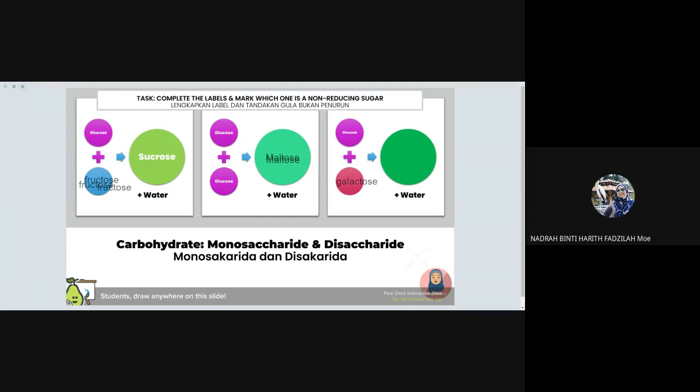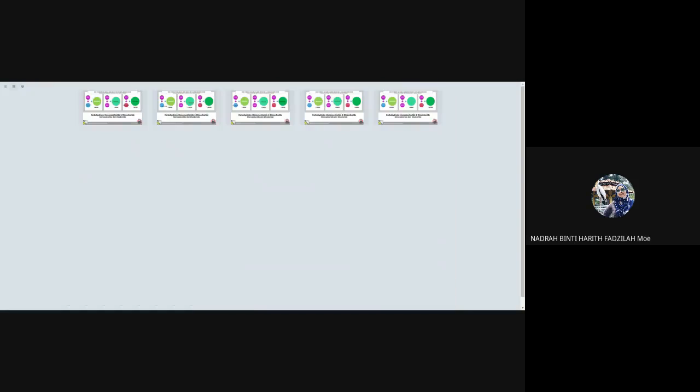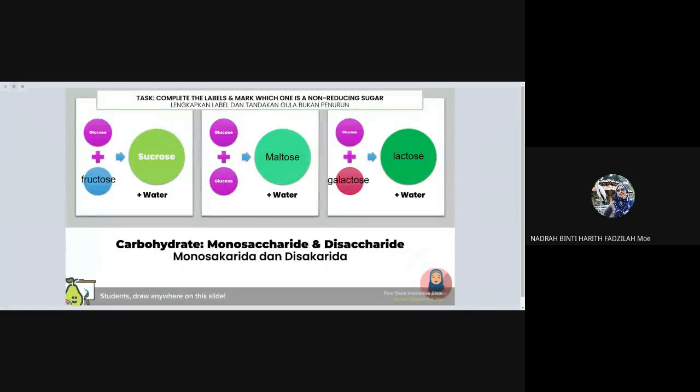Glucose plus fructose is sucrose. Glucose plus glucose is maltose. Lastly, glucose plus galactose is lactose. Very good. So, dulu saya belajar dengan seorang cikgu ni, dia punya formula.